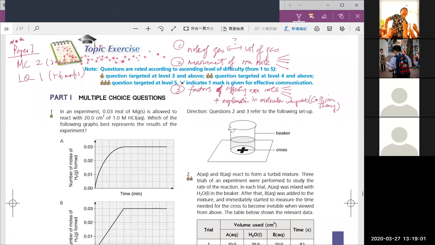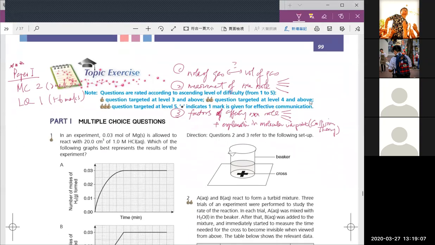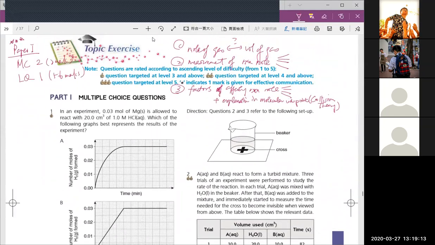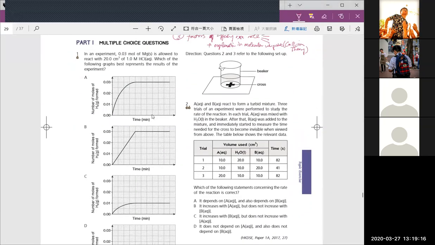Now, shall we take a look at page 99? We start from the MC first. Is it something about rate of reaction? Question A, we have got different rate curves. Which one will best represent the results of the experiment? We have 0.03 mole of Mg, and the acid to be used is 20.0 cm cube of 1.0 molar. So which one should be the correct answer?